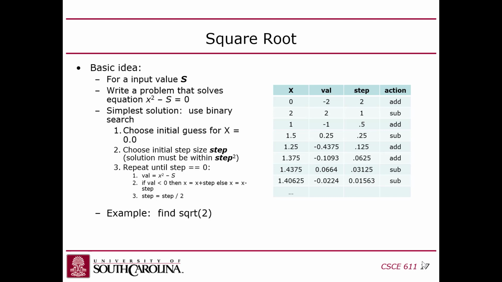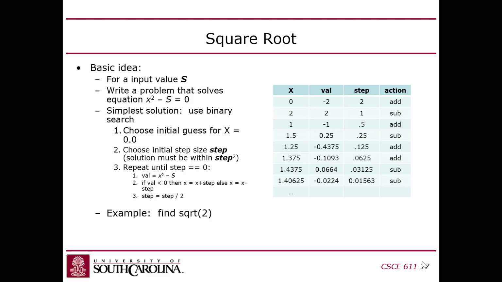So I'll start out with 2, and then I'll make my guess 2, but now 2 times 2 is 4 minus 2 is 2. That means I'm too high. I got to come back down. So my step is 1, so I'll bring 2 down to 1. 1 squared minus 2 is too low, so I got to go upwards again. So my step is 0.5. I bring it up to 1.5. 1.5 squared minus 2 is, I guess 1.5 squared is 2.25, right?